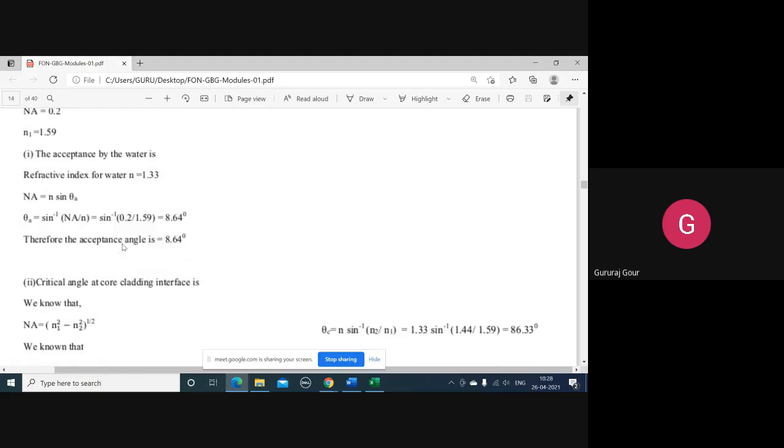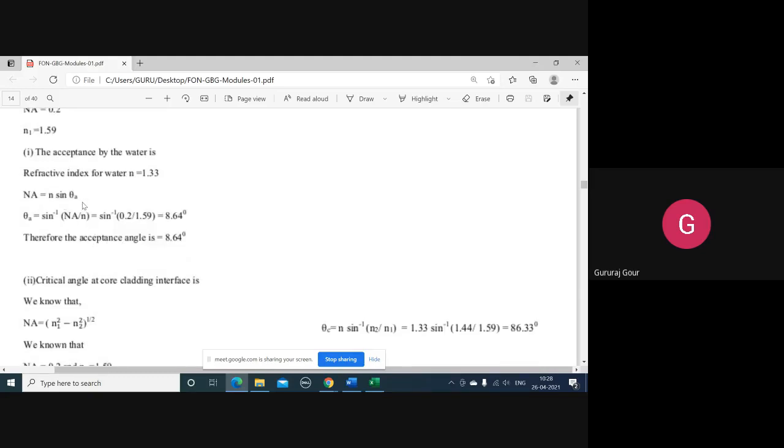Now numerical aperture and n sin theta a, the relationship is given here. So acceptance angle theta a will get sin inverse of Na by n. Na is given 0.2 and n1 is 1.59. And this calculation I will do, that is also important.